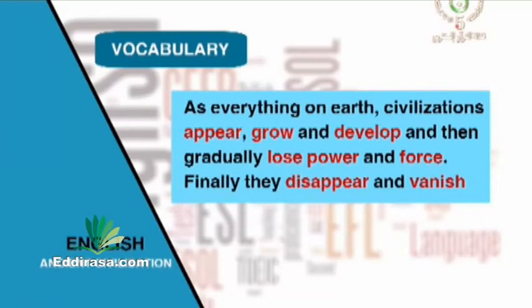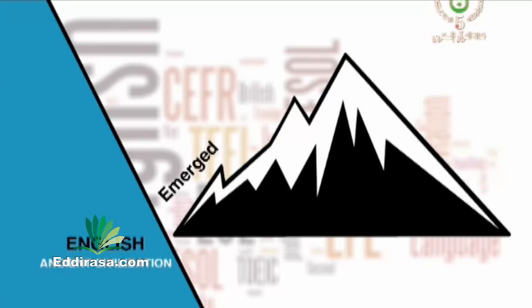Let's start. As everything on Earth, civilizations appear, grow and develop, and then gradually lose power and force. Finally, they disappear and vanish. We are going to study a number of verbs that illustrate this movement. Look at the picture and the drawing, which express the action conveyed by the four verbs: emerged, spread, declined, and collapsed. This will help you do the activity.